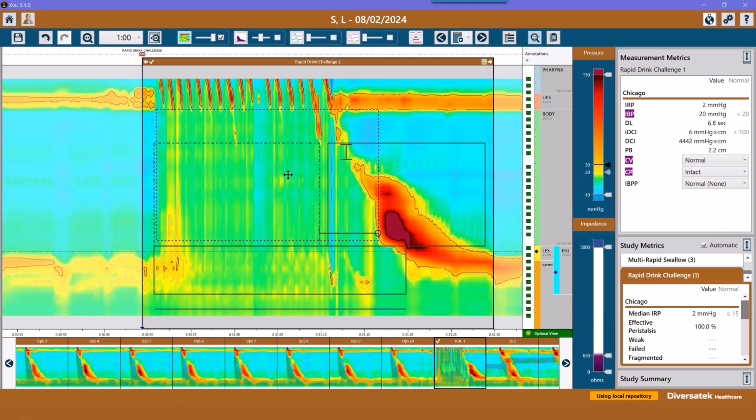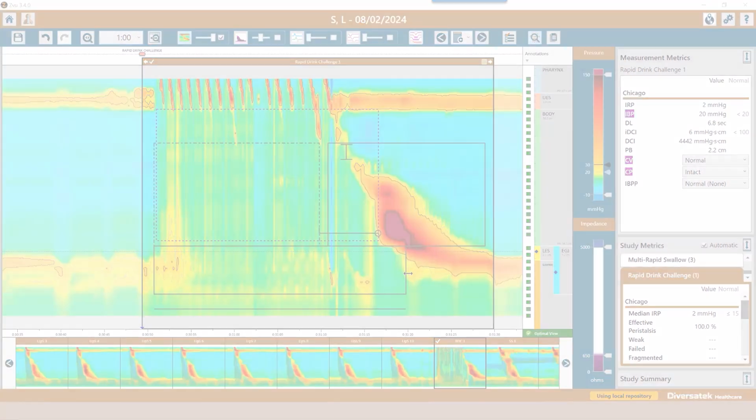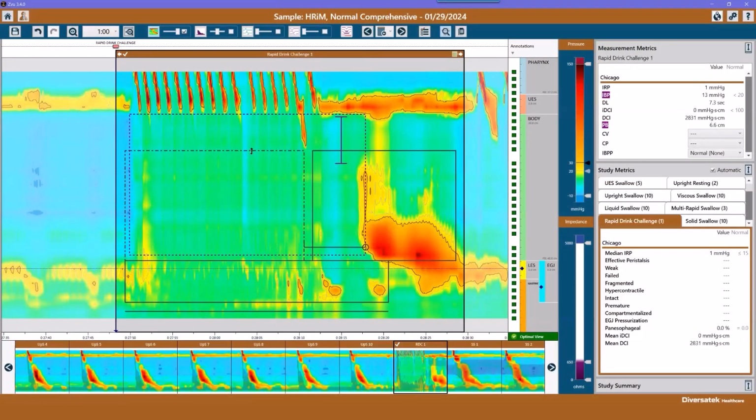As in the multi-rapid measurement, the iDCI mark will look for pressure in excess of 100 millimeters of mercury during the drink period that may indicate altered contractile inhibition. The IRP mark should span from the start of the first swallow to the end of the swallow period or any after contraction. As with the rapid drink challenge, we do have an iDCI, inhibitory DCI, mark that is looking for complete inhibition. iDCI less than 100 during this measurement would be a normal finding.